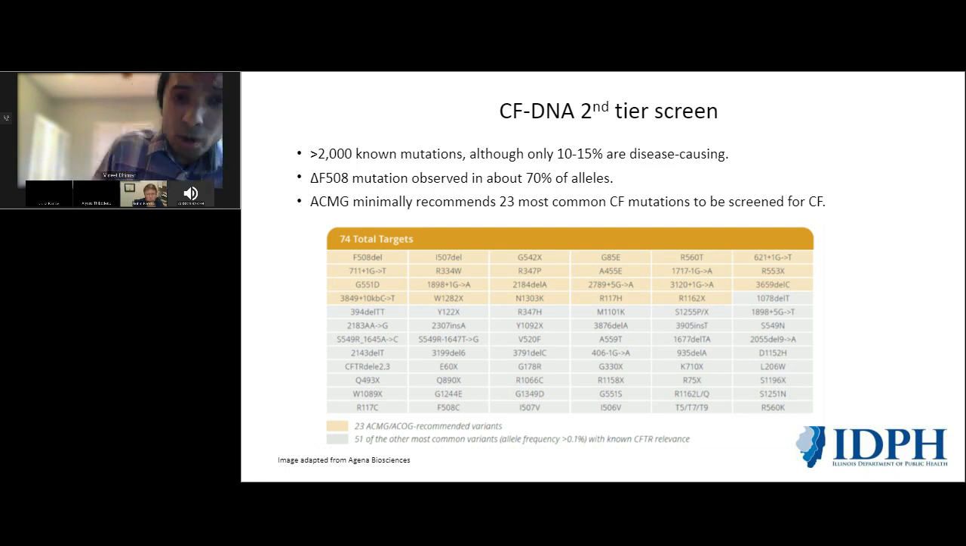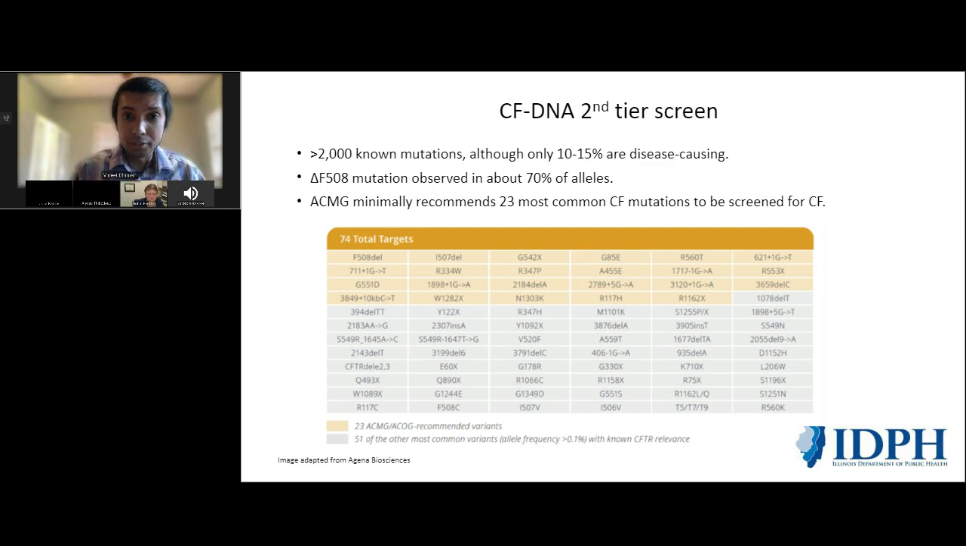And so when CF DNA screening was created and became possible in all of the states, the American College of Medical Genetics recommends that at least 23 of the most common CF mutations should be screened for CF. And that's indicated in yellow in this image here. All these various mutations you see are the ones that are included on every CF screening panel for newborn screening. And then the other 51 here in this accompanying image are the ones that Agena offers for their off-the-shelf CF assay.